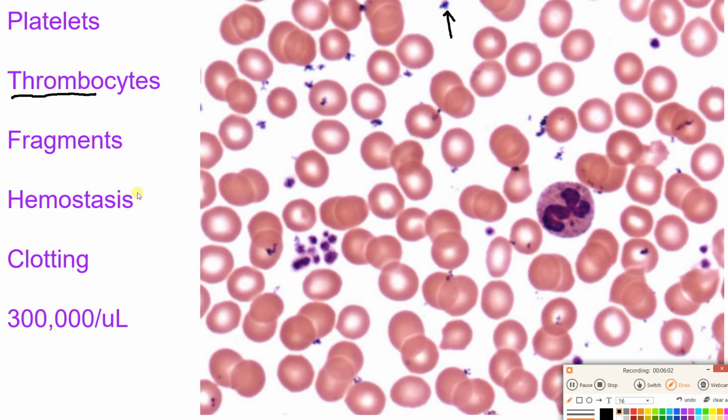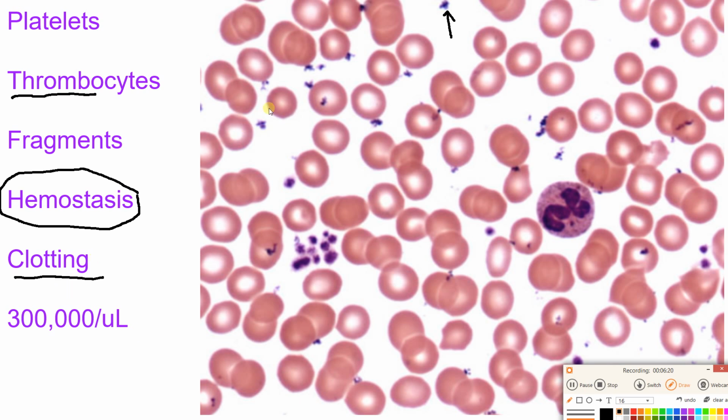Platelets are involved in a big process called hemostasis. Hemostasis is what you do when a blood vessel breaks. One of the aspects of hemostasis is clotting. So clotting is not the only thing, but it is one of the main parts.